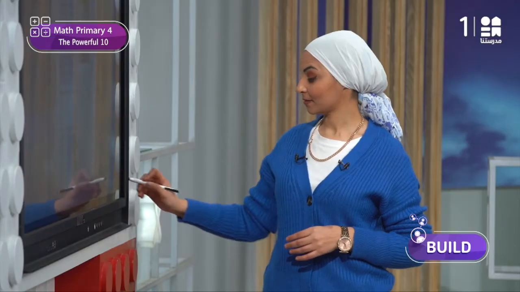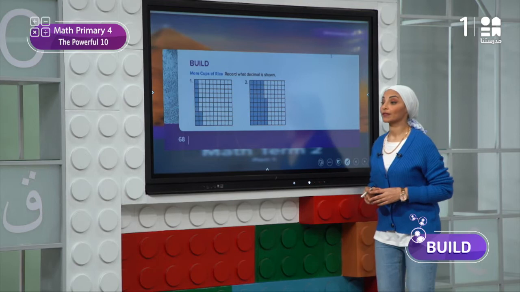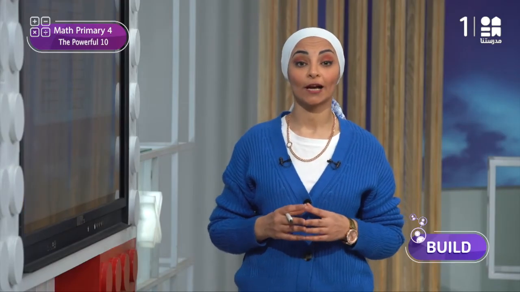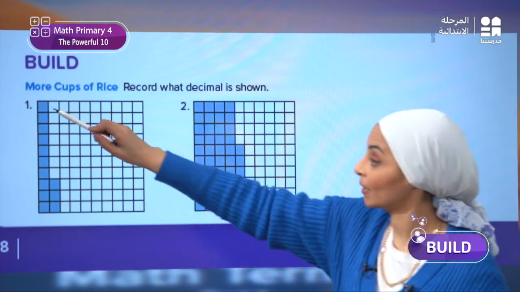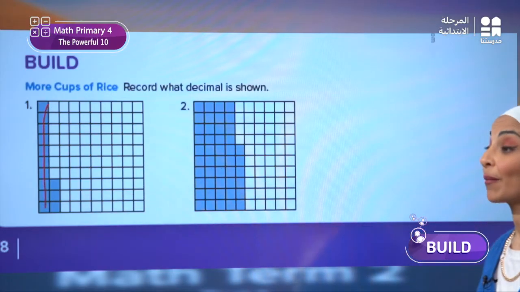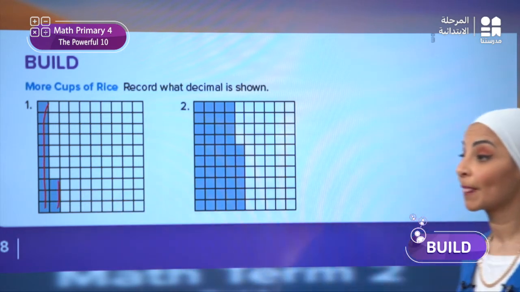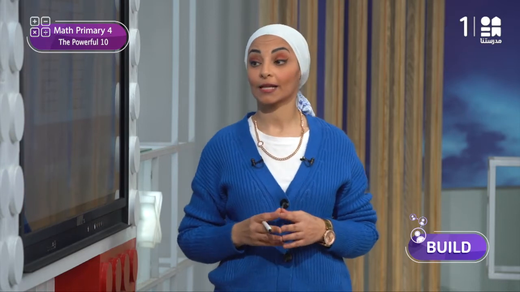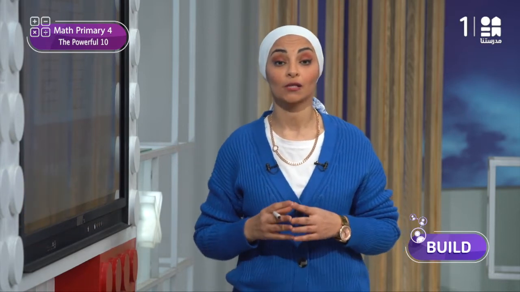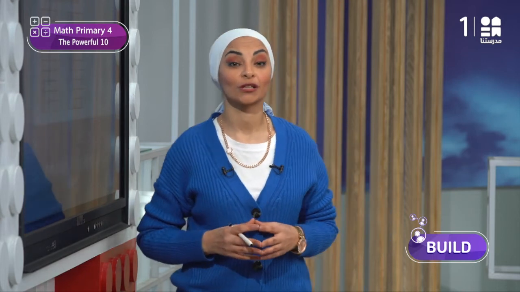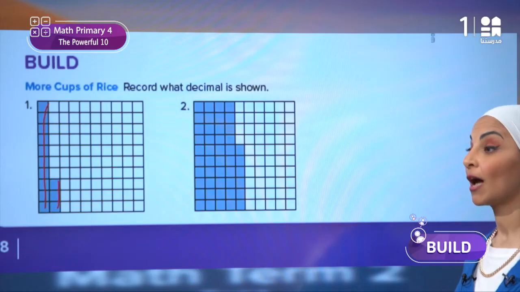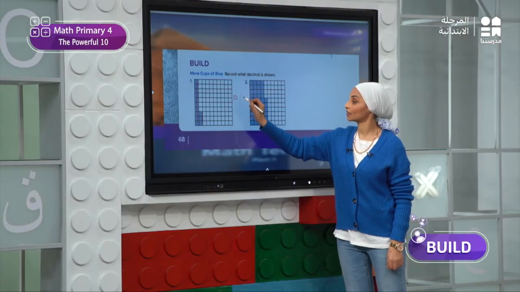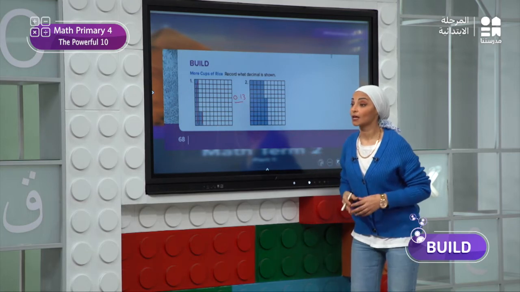In the first grid, the first column is fully shaded, so I have 10 squares. Look here, I have 10 squares. We add 3 squares of the next column. So the total is how many? 13 hundredths, because 13 squares out of 100 are shaded. So how can I represent this decimal fraction? I said 13 hundredths, so I can write it as 0.13. It is called 13 hundredths.